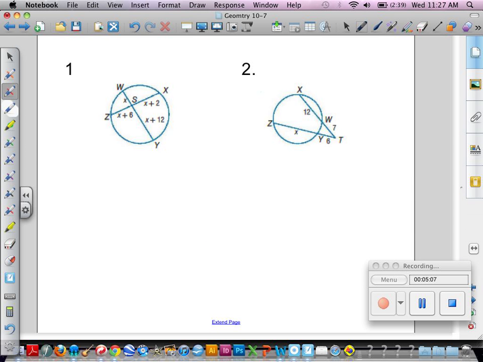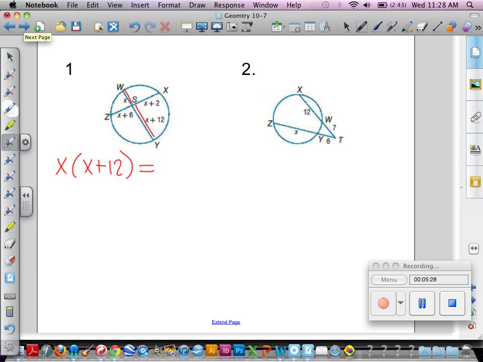All right, let's take a look at some of our examples. In example number 1, I have 2 chords intersecting inside the circle. So I need to take my 2 pieces and I need to multiply them together. So I'm going to take x and x plus 12.